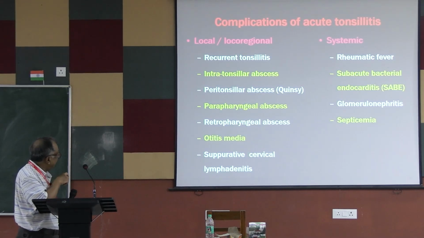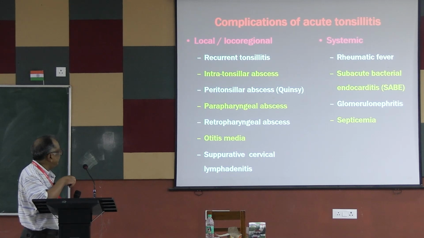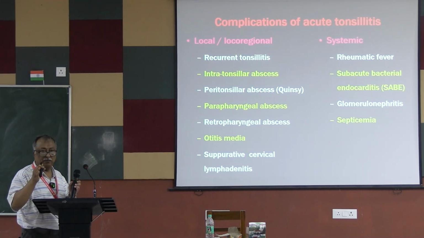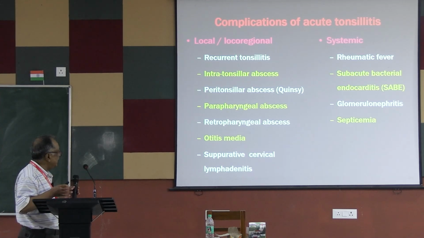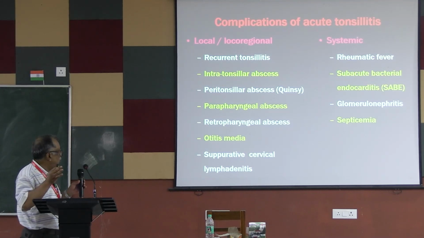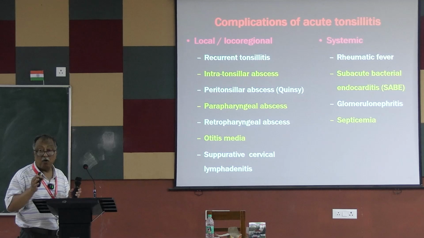And now the complications. It may be acute tonsillitis, recurrent tonsillitis, intratonsillar abscess, peritonsillar abscess or quinsy, parapharyngeal, retropharyngeal. If you read the anatomy of the perivertebral fascia, you can realize from a dental caries or from a tonsillar infection how the parapharyngeal abscess is formed.